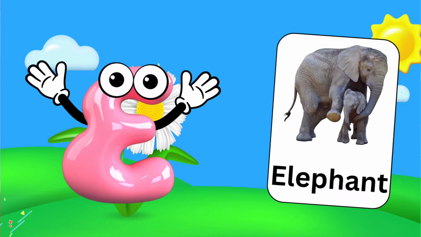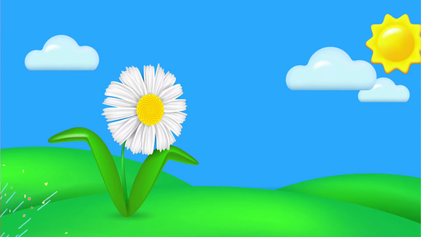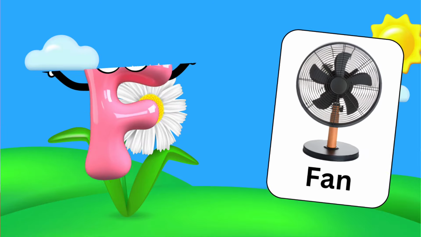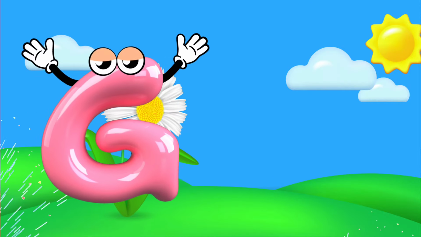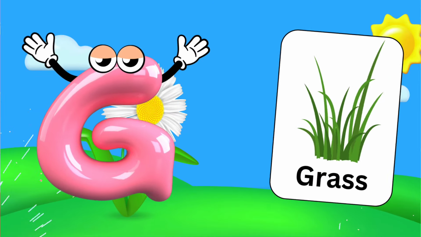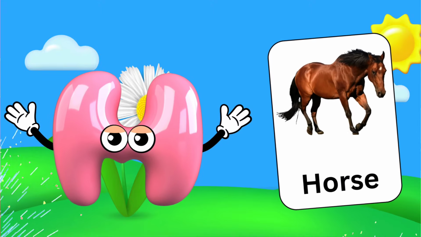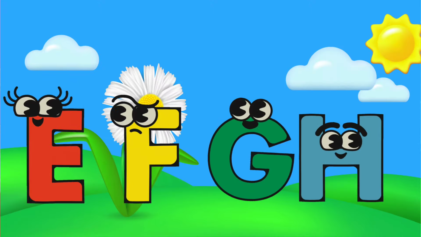E is for elephant, elephant. F is for friend, friend. G is for grass, grass. H is for horse, horse.